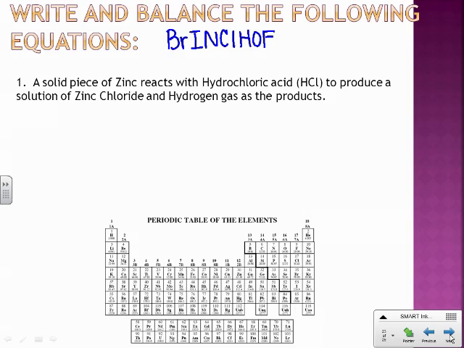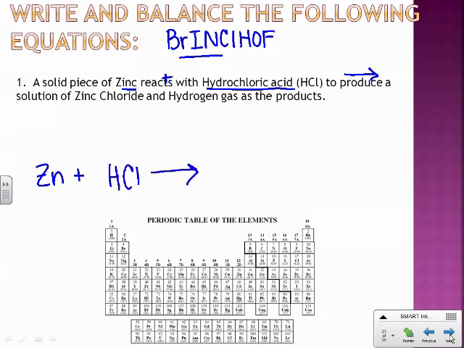So let's go ahead and start this. It says a piece of zinc. So zinc, we have Zn. It's an element by itself. So check and see if it's part of Brinkelhoff. Since it's not, it can be all by itself. Then it says it reacts, so I'm going to put a plus sign with hydrochloric acid. Hydrochloric acid, it tells you, is HCl. Then it says to produce. Produce means we're going to put this arrow here.